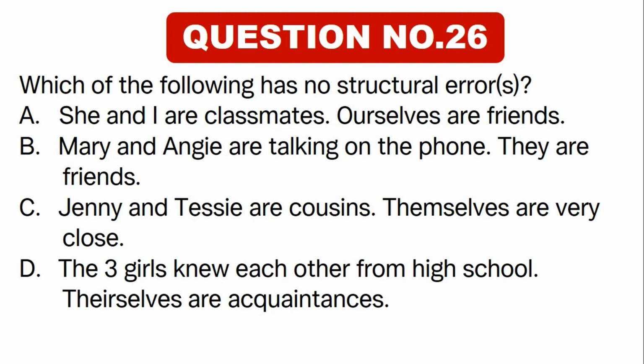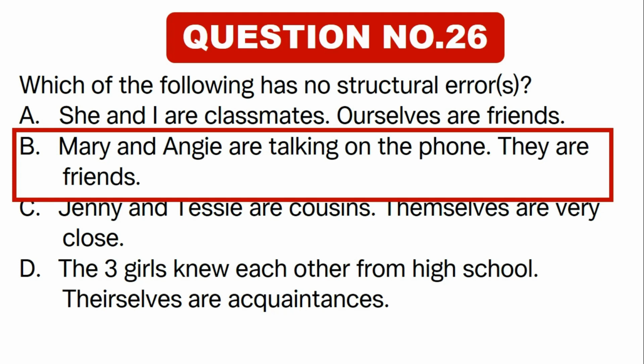The correct answer is letter B. Mary and Angie are talking on the phone. They are friends. So let's analyze. This involves the use of correct pronouns. Letter A. Ourselves. No. She and I are classmates. It's not "ourselves are friends." We are friends.